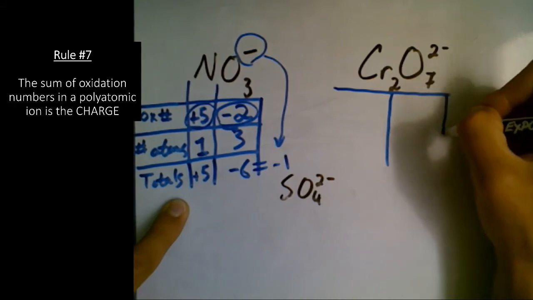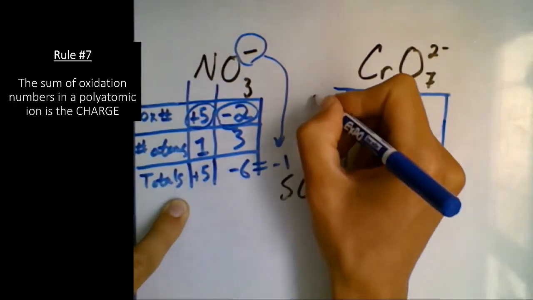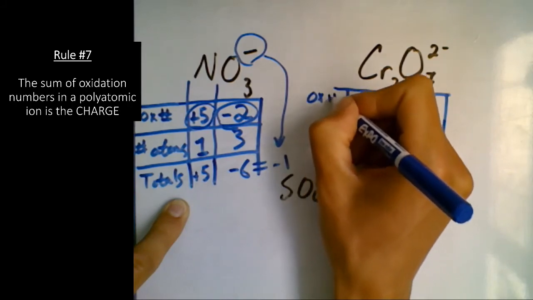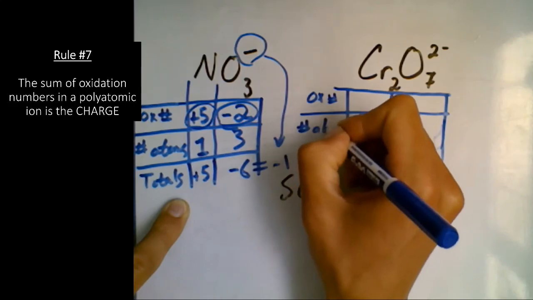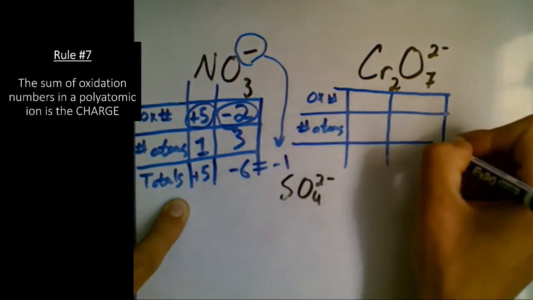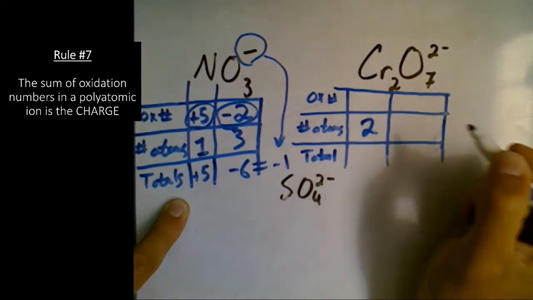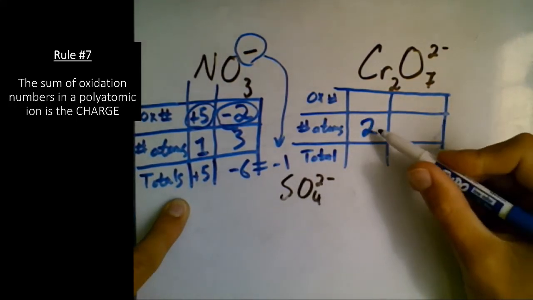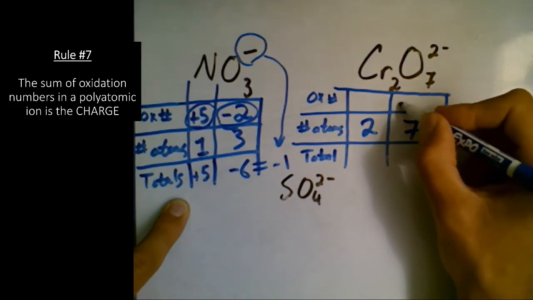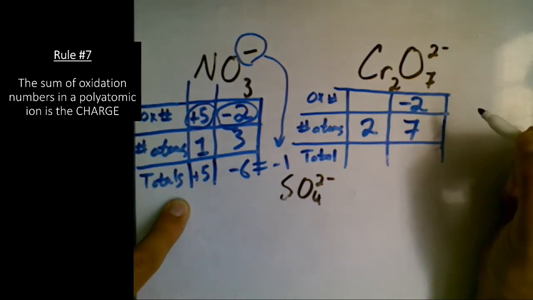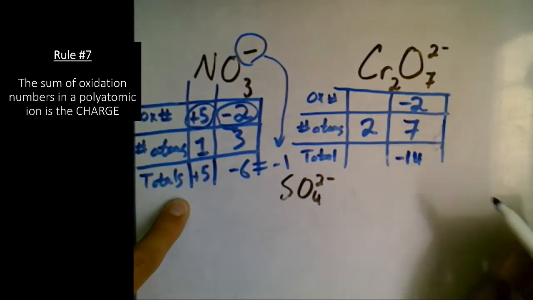So Cr2O7. We need to take a look at our oxidation numbers, our number of atoms, and our total. So we have 2 chromiums. We have 7 oxygens. There's no rule for chromium, but there's a rule for oxygen. So there's -2, which gives us a total of -14.